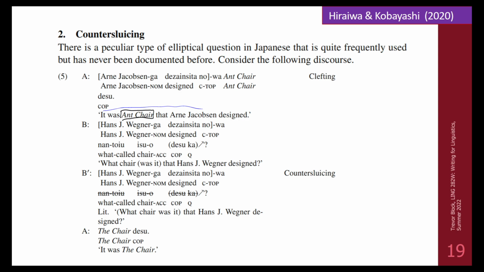And then instead of saying, "What chair was it that Hans J. Wagner designed," you can just get rid of the "what chair was it" part and say "Hans J. Wagner designed what?" And then someone can respond, "It was the chair." They call it countersluicing because you're really just getting rid of part of the subject here. Well, what chair was it? It's really the first clause. And then you're using the relative clause "that Hans J. Wagner designed" as a standalone here.